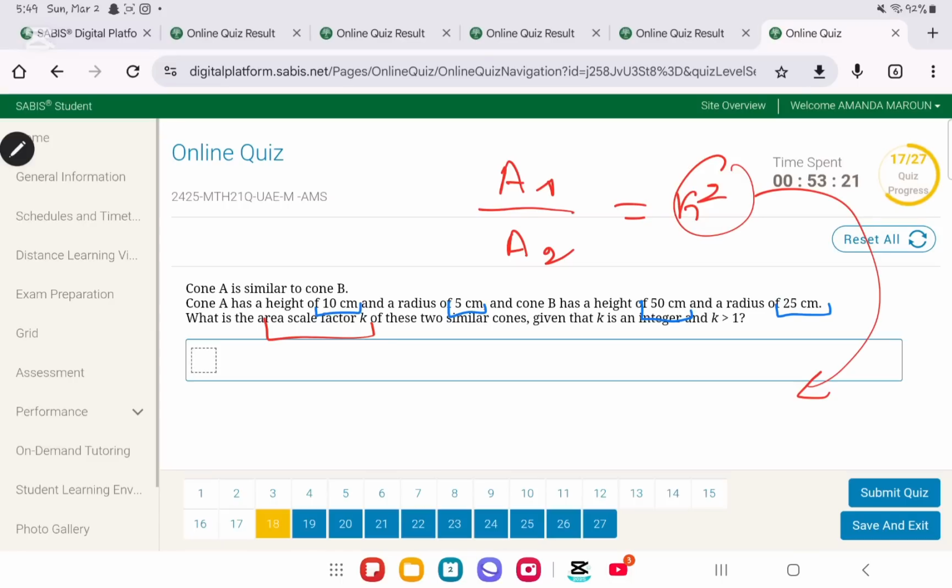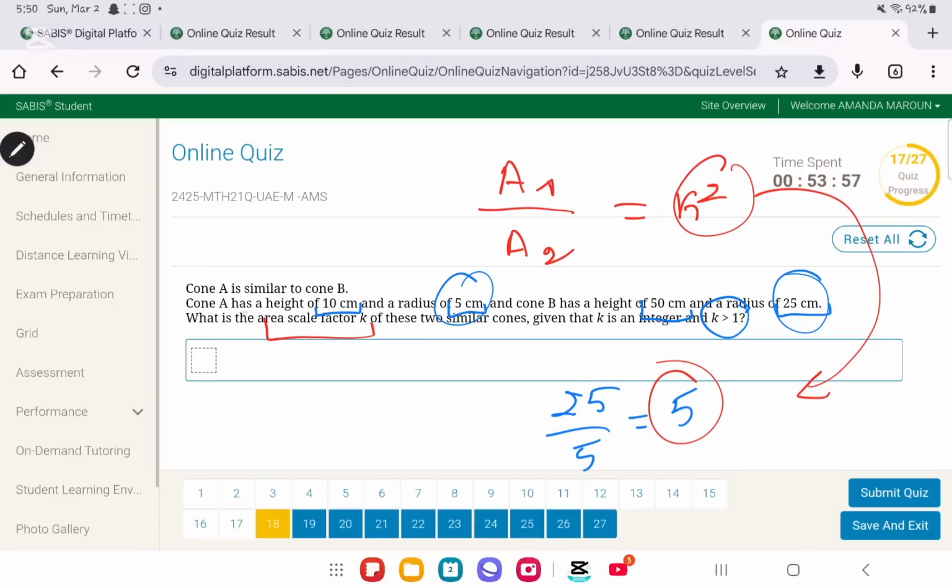We are given the sides, so we can find K very simply. Choose, for example, the radiuses, 25 over 5. You will get the constant K to be 5. Notice how they said K is bigger than 1, so you will not put 5 over 25. No, you will choose the bigger number over the smaller number to ensure that it is bigger than 1. So we have K to be 5.